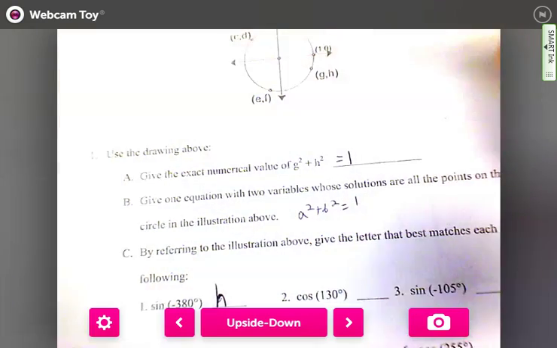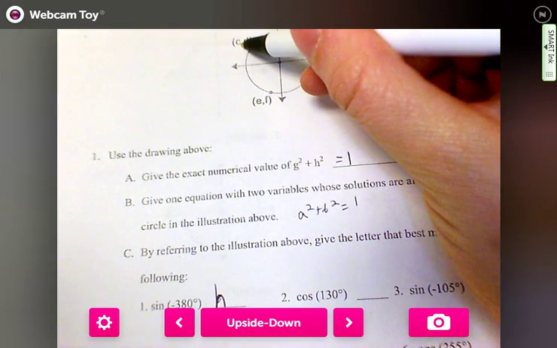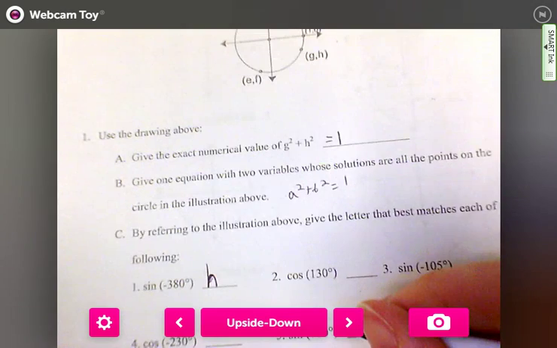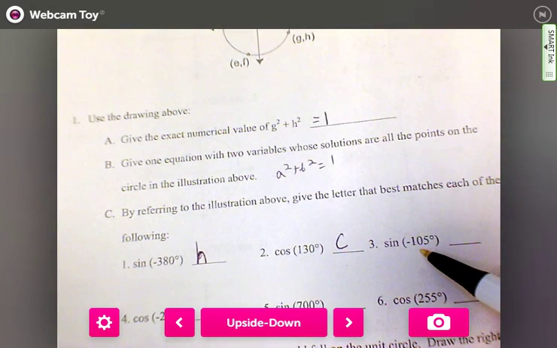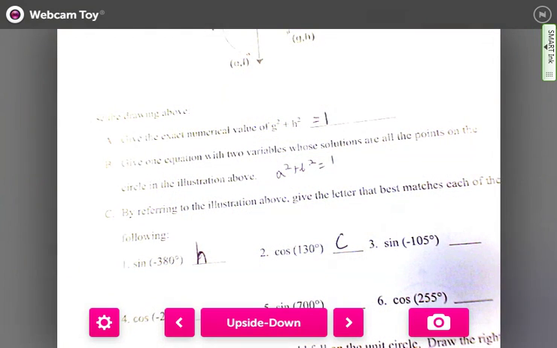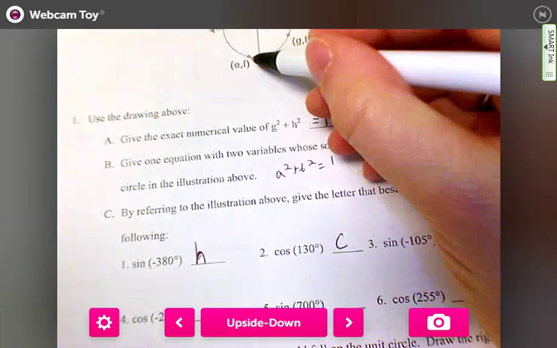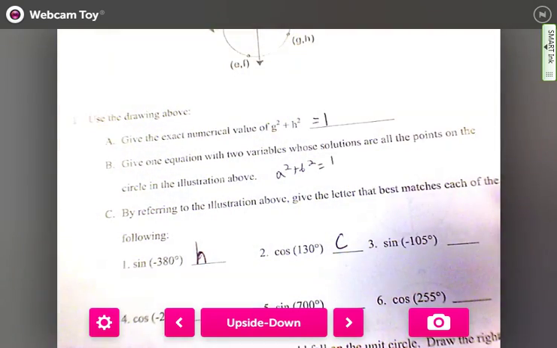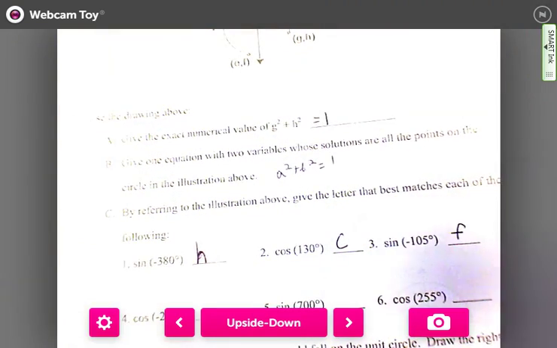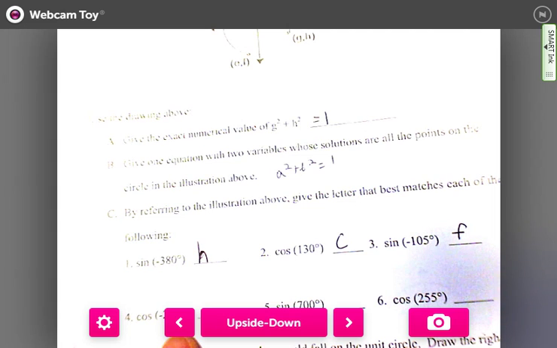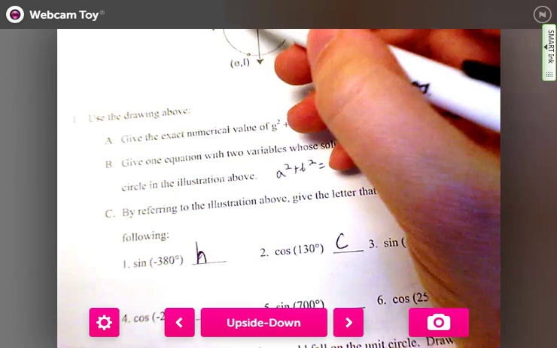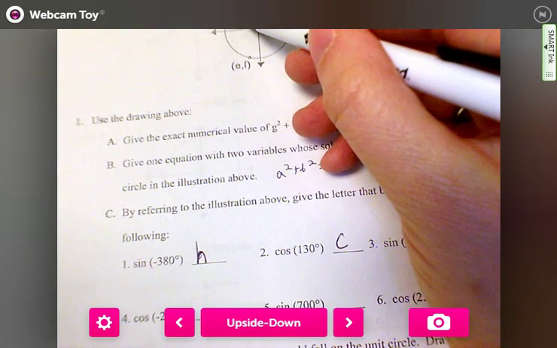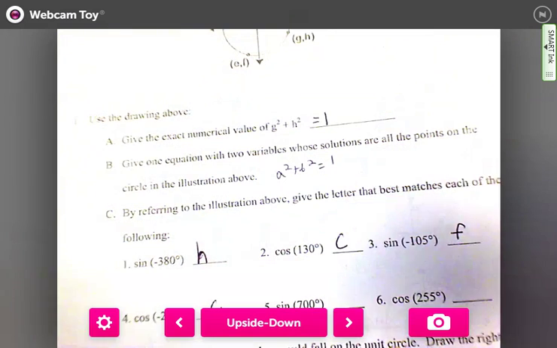Cosine of 130, we're right here. The cosine is the X value, so that's how I'm getting C. Okay. Negative 105. So we want to go 105, so we're right here at F, because the sine value is the Y value. Negative 230. We're right here at CD, and we want to do the C because it's a cosine.